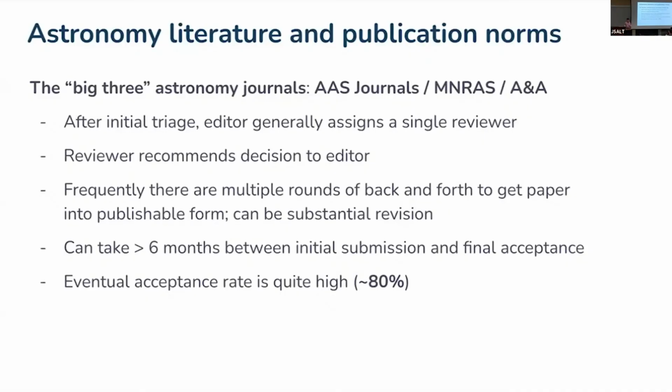This is usually anonymous, usually single anonymous. It can be dual anonymous. I think it would be better if we did more dual anonymous submissions, but in any event, astronomy is a very small community, so everybody kind of knows who's doing what anyway. This can easily take 6 months, sometimes 12 months between initial submission and final acceptance of the paper for publication. And the eventual acceptance rate beyond that initial triage stage, right? If the editor doesn't immediately throw out your paper, it's actually quite high, something like 80%.